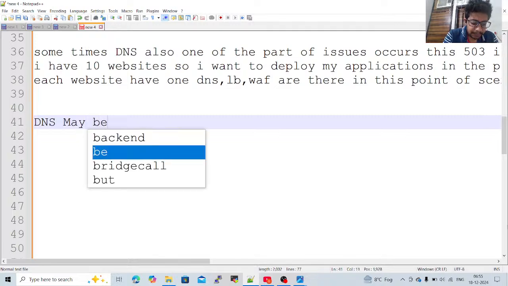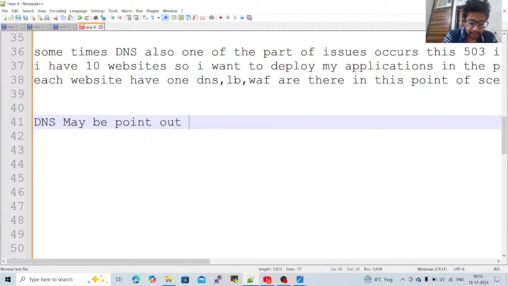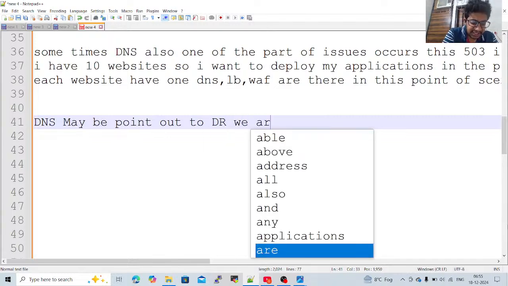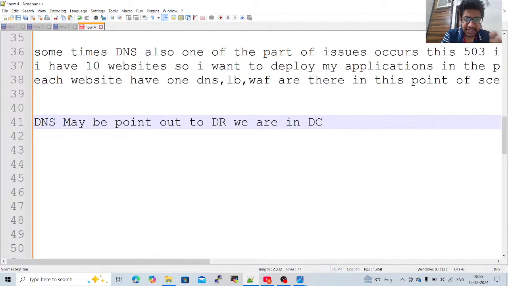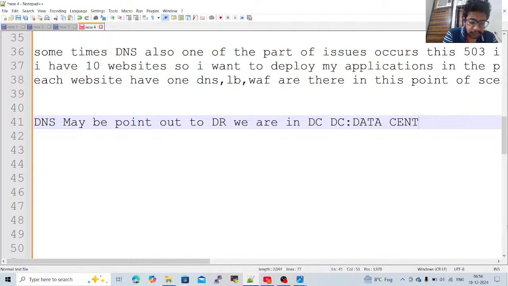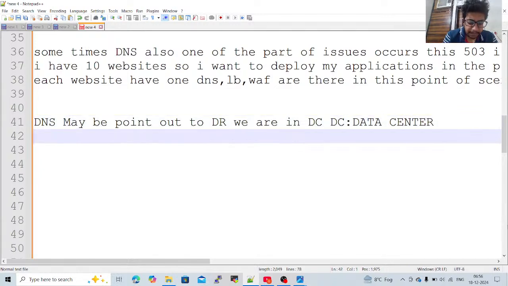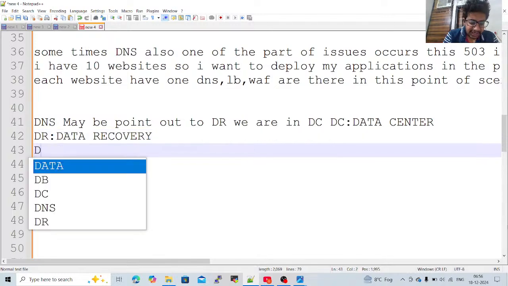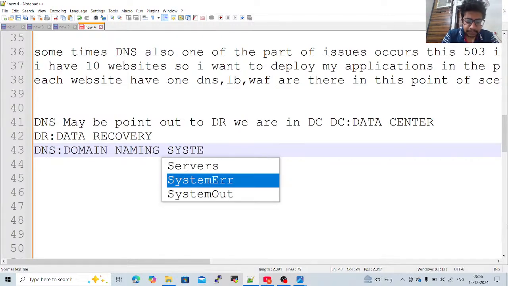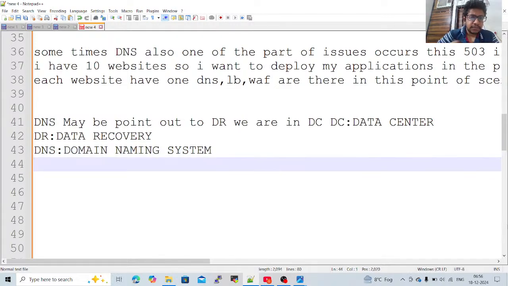DNS may point to DR. We are in DC. DC means data center, DR means disaster recovery. Some interviewers ask this, and also DNS, domain name system. Okay, these are the main scenarios that occur in real-time scenarios.